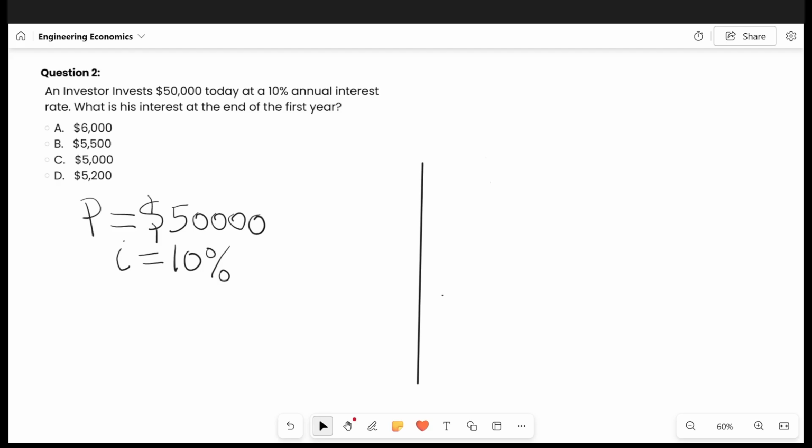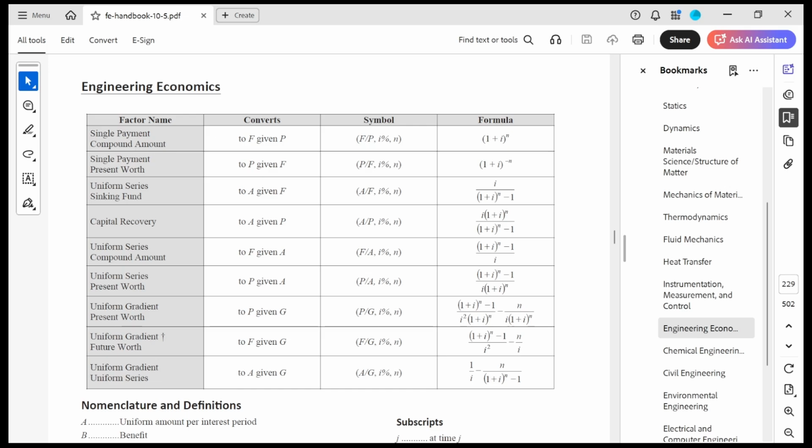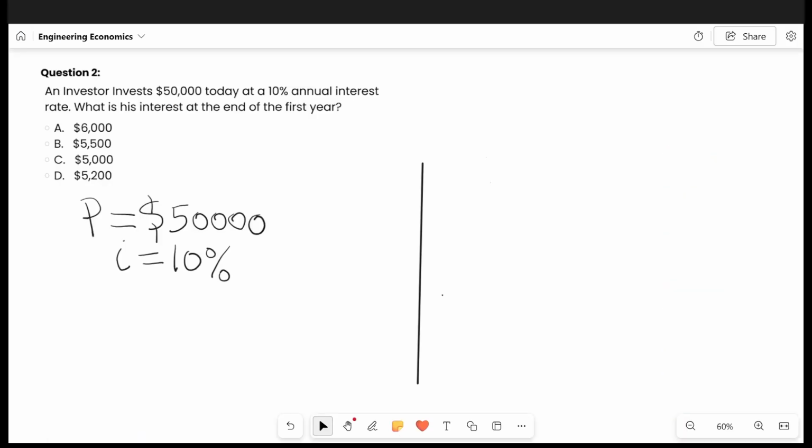So now we're going to go over to the manual and we are going to look for the single payment compound amount, which is to find the future value given P. That's the first one right here. So we're going to write down that factor, which is to find F given P at an interest rate I for n years. Since we are given P, the formula becomes P multiplied by the interest factor.